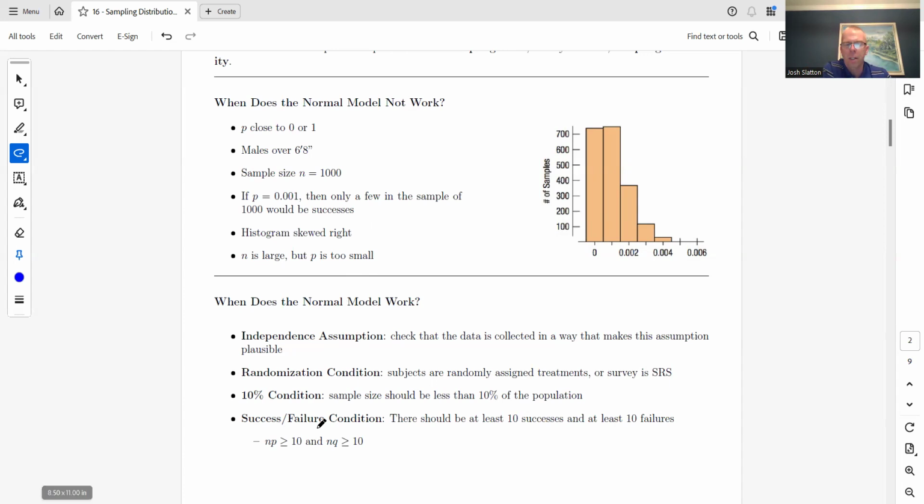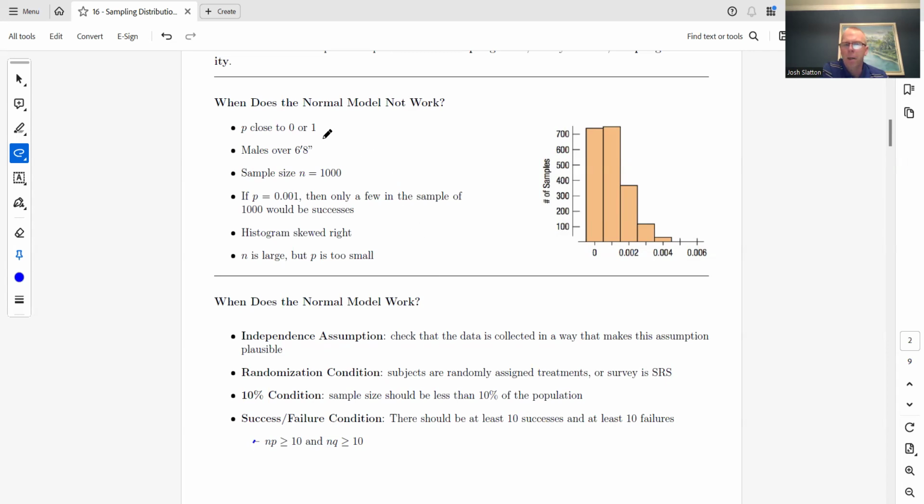And then we have the success/failure condition. This is really the only one that involves calculating. For randomization, the problems will say the sample is collected randomly, or you can assume that, which indicates it's independent. For 10%, we'll talk about how to look at that, but there's no calculating there. It's more of something you see intuitively. But for success/failure, there should be at least 10 successes and at least 10 failures. So n times p should be greater than or equal to 10, and n times q should be greater than or equal to 10.